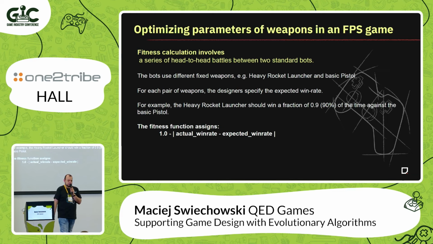When we have this, it's easy to define the fitness function, which assumes the higher fitness, the closer the actual win rate achieved by this simulation is. This way we can optimize the parameters of weapons according to our idea of how the win rates should be. So this is an example of a non-deterministic fitness function, because each match between two bots may end up with a different score. But since we have a population and lots of repeats, it shouldn't be a big problem.